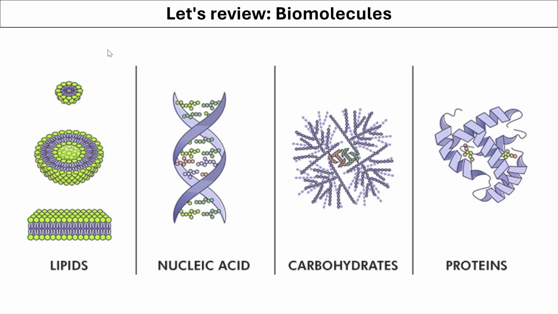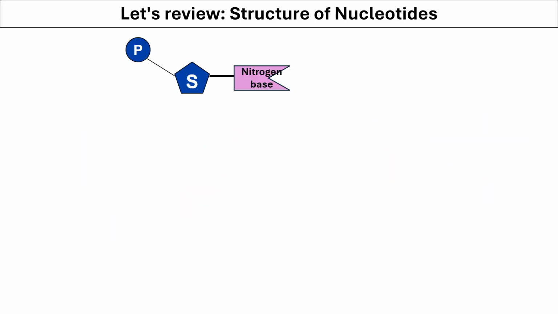In the previous lecture, we studied different kinds of biomolecules such as lipids, nucleic acids, carbohydrates, and proteins. So DNA is a nucleic acid, and today we will study how DNA makes its own copy. DNA is a polymer which is made up of monomers of nucleotides.